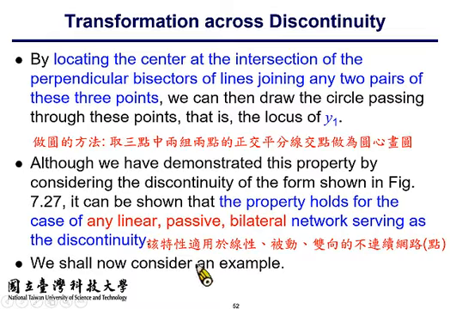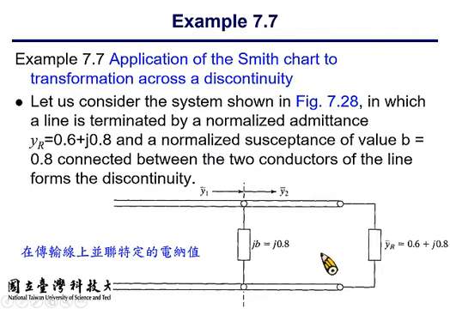Alright, so most passive components, microwave components, satisfy the condition of linear, passive, and bilateral. Okay. So let's get into the problem. All right. So example 7.7 shows the application of the Smith chart to transform across a discontinuity. All right. So here in this example, as shown in the bottom of the slide, you have a termination of admittance Y_R equals 0.6 plus j0.8.